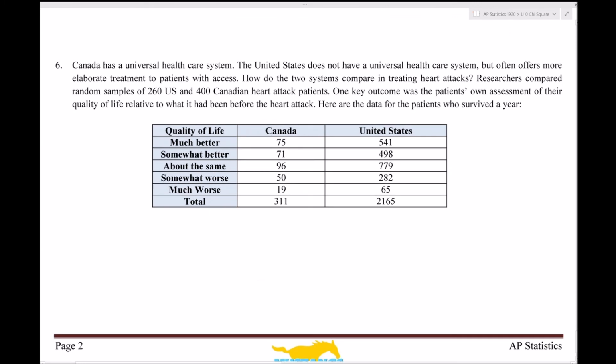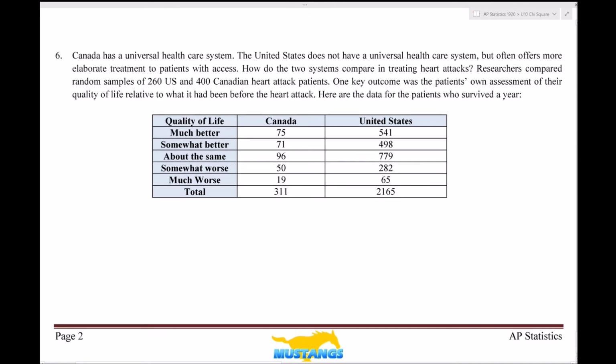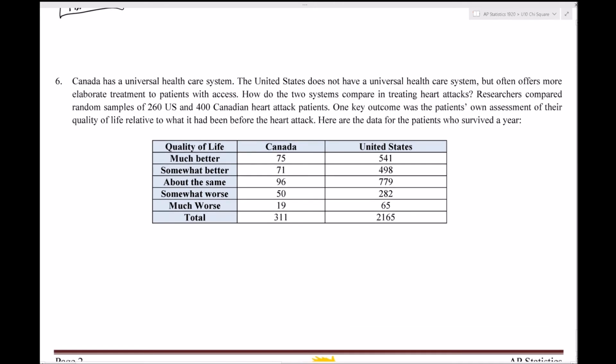Okay, so what next? Number 6, and I think that's the last one. Canada has a universal healthcare system. The United States does not have a universal healthcare system, but often offers more elaborate treatment to patients with access. How do the two systems compare in treating heart attacks? So that's the main question. So what are the actual outcomes of medical situations? And that's very complex too, because population-wise, we're very, very different with regards to what pre-existing conditions we have. Researchers compared random samples of 260 US and 400 Canadian heart attack patients.